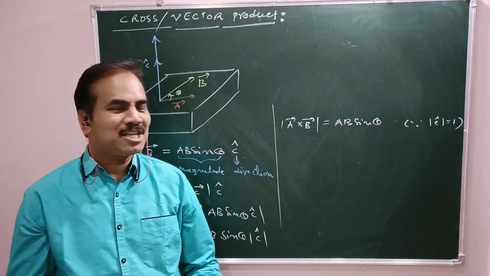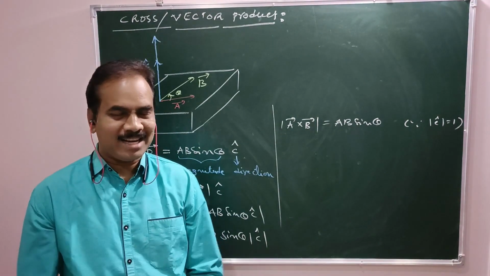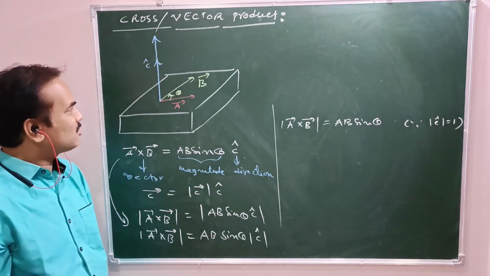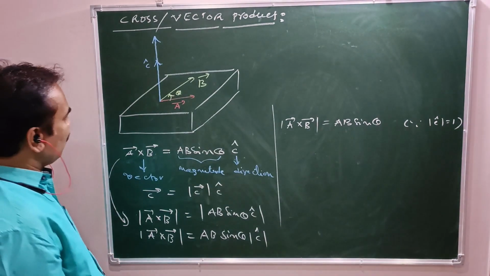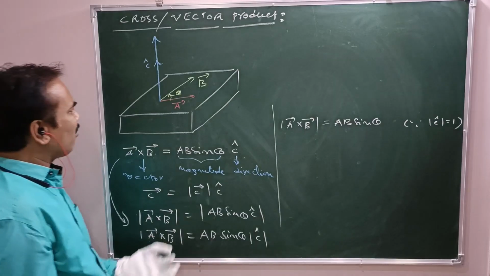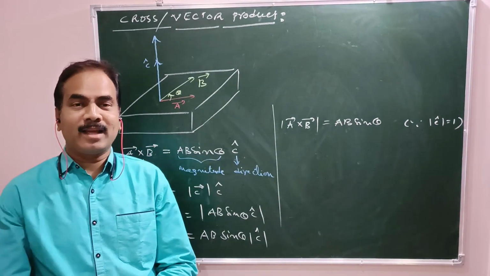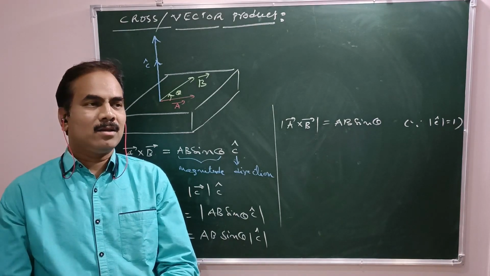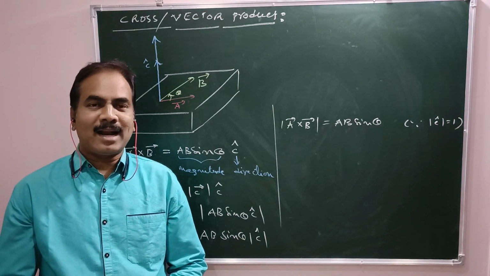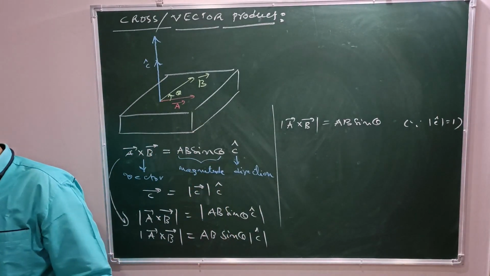Now, how to get the direction of that new vector. What is the direction of A bar cross B bar? Let us see. To get the direction of A bar cross B bar, we have two rules. What are they? Right hand screw rule, otherwise right hand thumb rule.